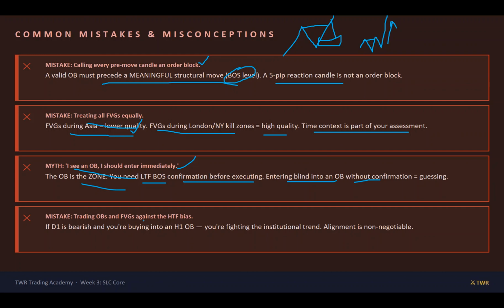So the next mistake is trading order blocks and fair value gaps against the high time frame buyers. If the daily is bearish and you're buying, you're fighting against the institutional trend. You need to trade towards or in line with the trend.